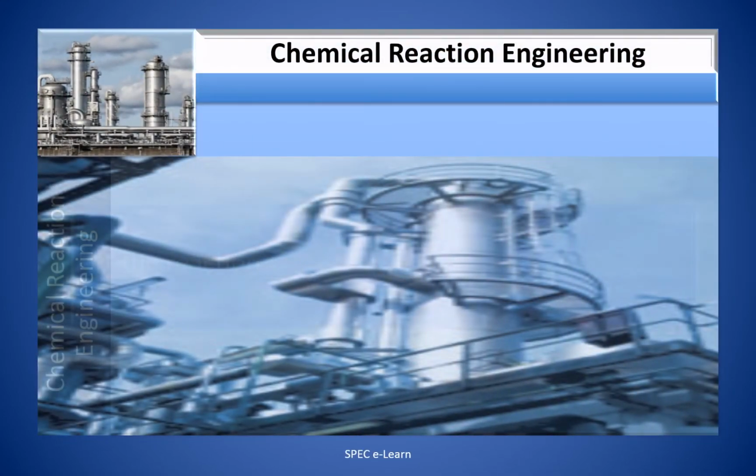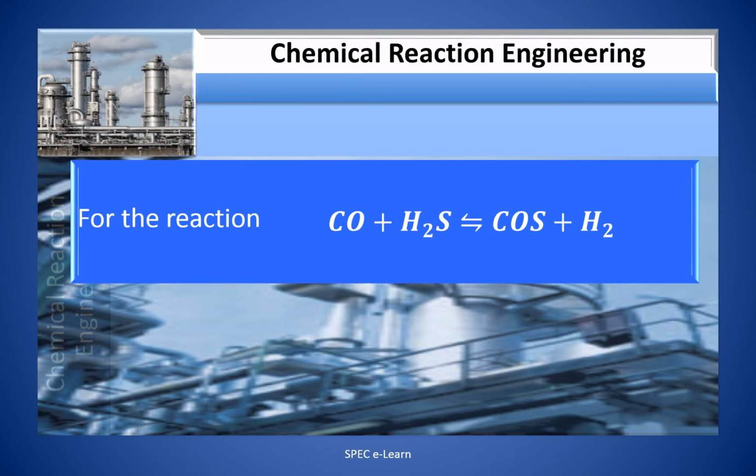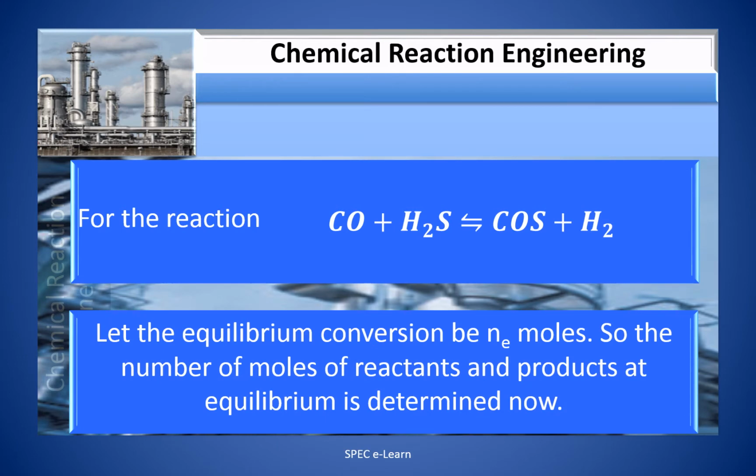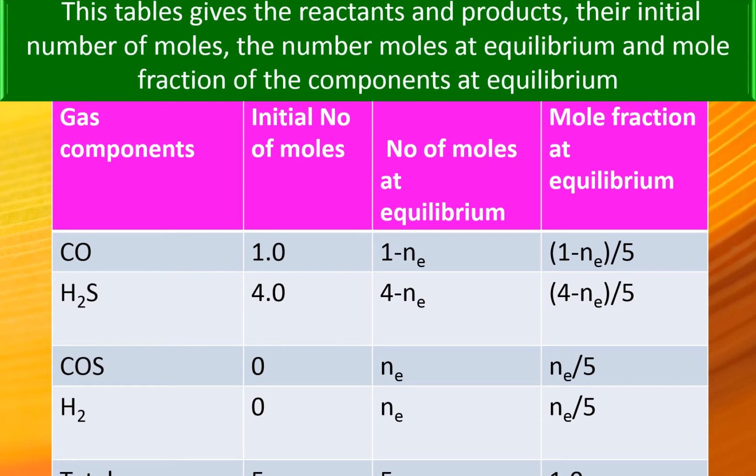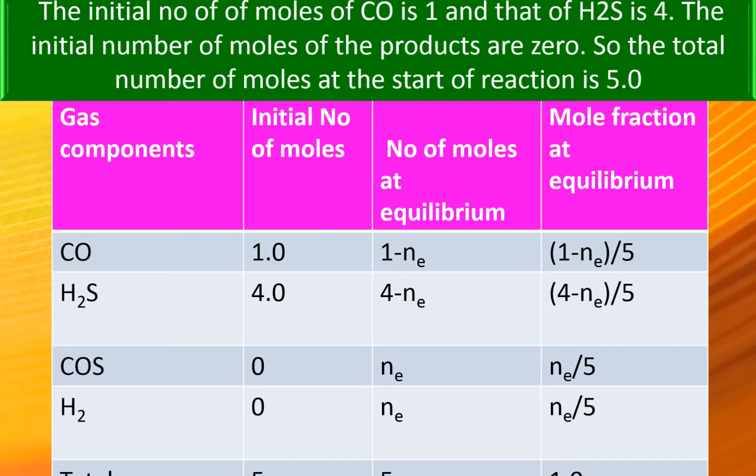For the reaction CO plus H2S forming COS plus H2, let the equilibrium conversion be Ne moles. So the number of moles of reactants and products at equilibrium is determined now. This table presents the reactants and products, the initial number of moles, the number of moles at equilibrium, and mole fraction of the components at equilibrium. The initial number of moles of CO is 1 and that of H2S is 4. The initial number of moles of products are 0. So the total number of moles at start of the reaction is 5.